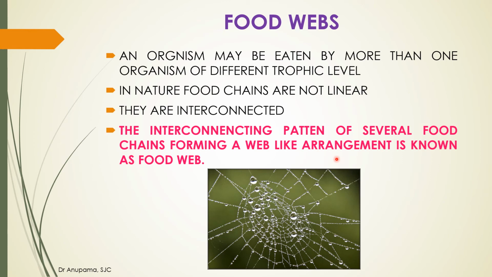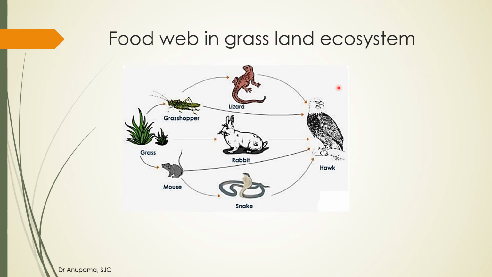The arrangement looks somewhat like this. It's complicated. It becomes like a web, and we call it a food web. This is one of the simplest grassland ecosystems. Say this is the plant, which can be depended upon by the grasshopper or even the mouse. This can feed on the leaves, while the rabbits can feed on the fruits, while this can feed on some other part. The grasshopper can be eaten by the lizard, or the hawk can also eat it directly. The mouse can be eaten by the hawk directly or by the snake.